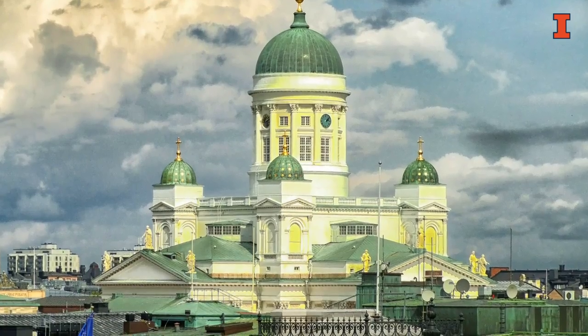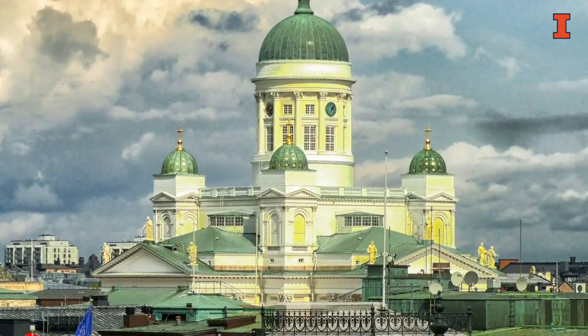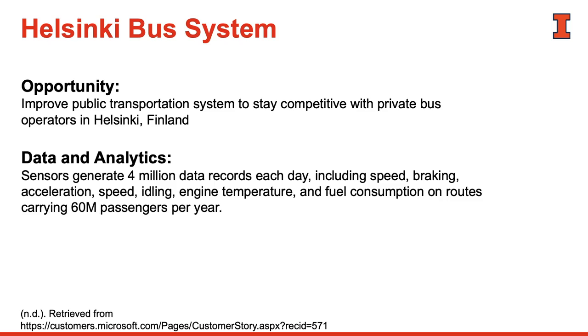In Helsinki, the public transportation system wanted to stay competitive with private bus operators. They created a data warehouse to collect and analyze data on buses in the fleet. They installed sensors on the buses to generate 4 million data records each day, including the speed, the braking, the acceleration, idling time, engine temperature, fuel consumption, and so forth on routes carrying 60 million passengers per year.